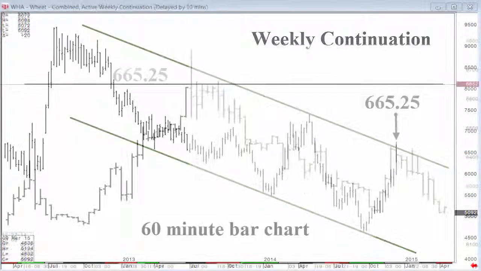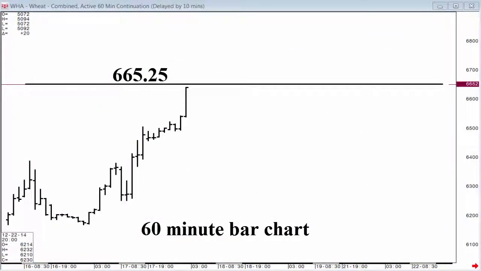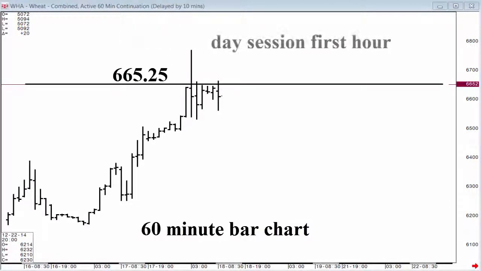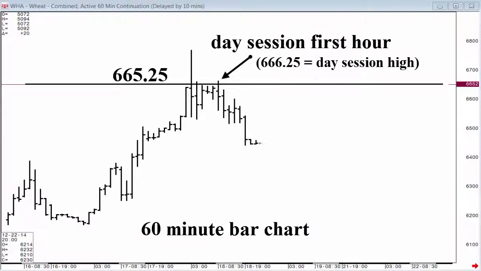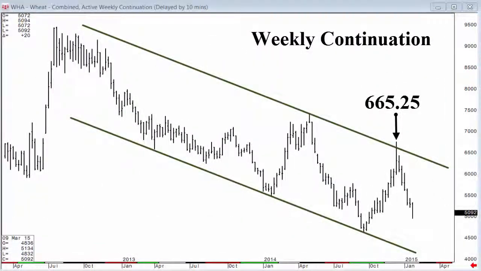If we take a look at the hourly chart on that day, the only day, mind you, the market tested this long-term formation, you can see that other than a brief spike through in the very early morning electronic market, the day session itself opened below 665.25. In the first hour, it pushed briefly through by a full cent before commencing a 6-week bear cycle.